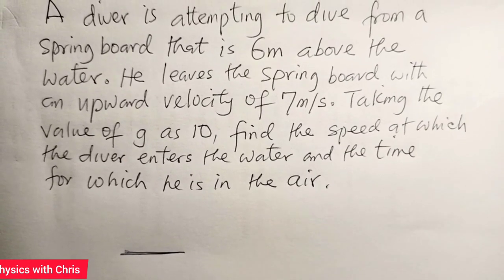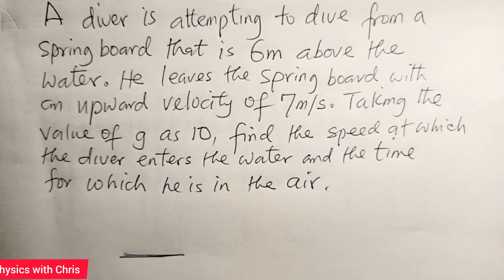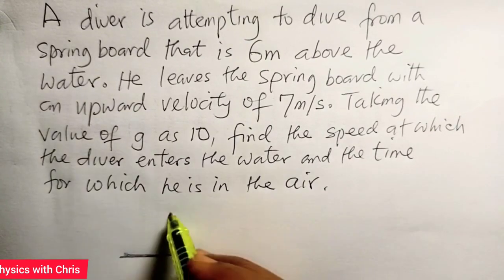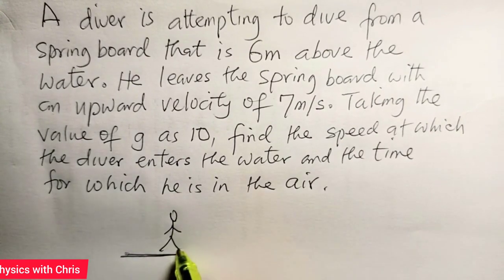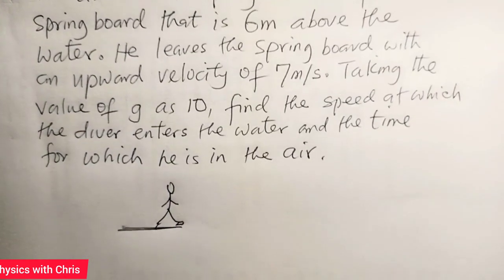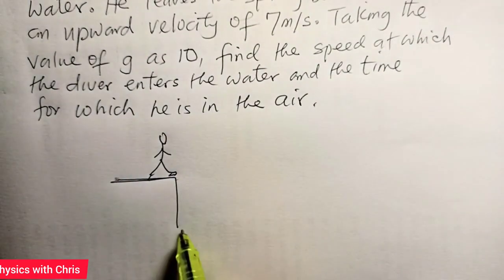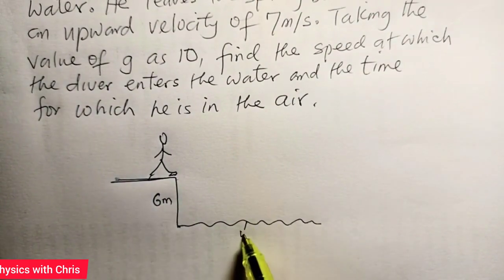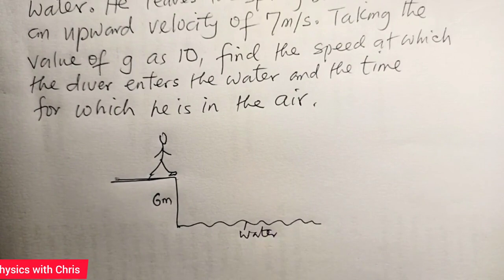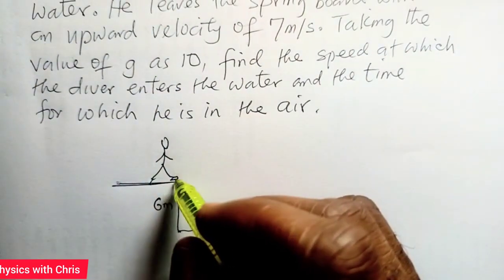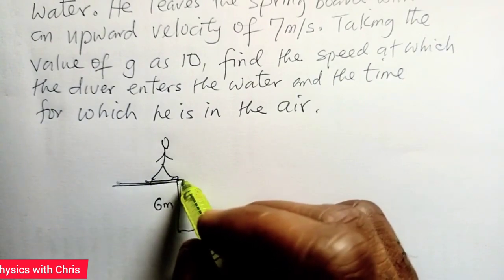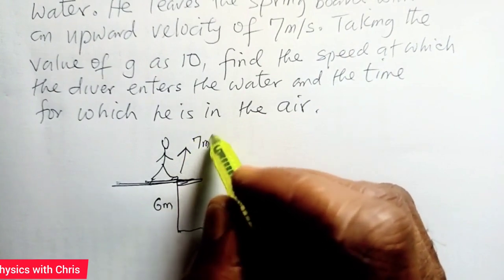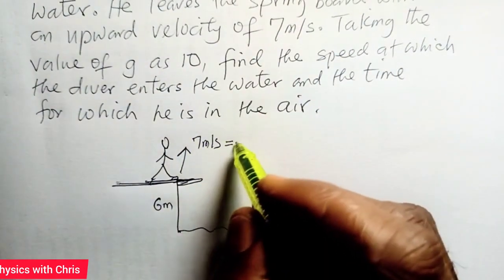is on a springboard and the level of the springboard is 6 meters above the ground. See, this is the diver on the springboard, and the level of the springboard is about 6 meters above the water surface. 6 meters. This is the water. Now, this diver is going to lift from the springboard with a speed of 7 meters per second. That's the initial speed of the diver. I'll call that the initial speed U.